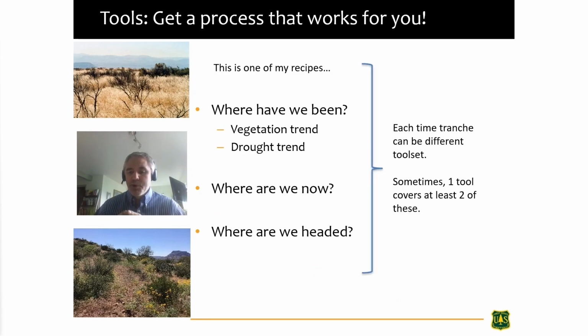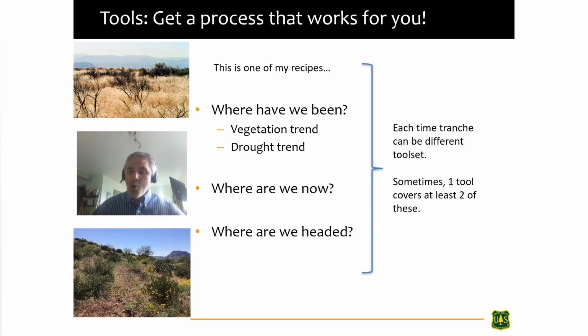So what I'd like to share with you briefly in the rest of the presentation is generally my recipe for how I do it. Okay, the first question I like to answer is where have we been in terms of vegetation trend? For example, is productivity going up, down, or sideways? But also the drought trend. Where have we been in the past and what were the impacts?